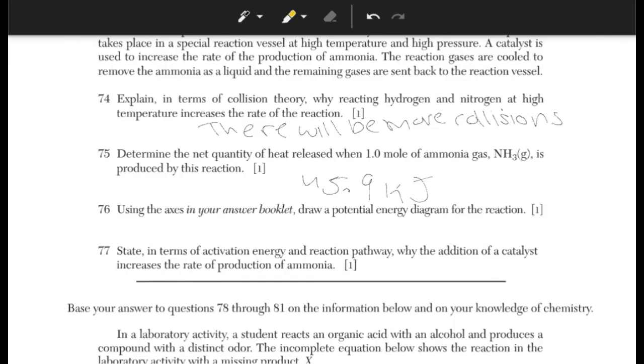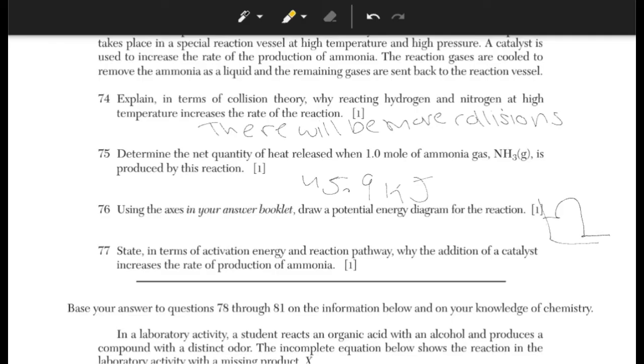Using the axes in your answer booklet, draw a potential energy diagram for the reaction. We must draw a potential energy diagram for an endothermic or an exothermic reaction. Since heat is released as a product, this is an exothermic reaction, so the heat of the products must be lower than the heat of the reactants. On your axis, you should draw a line, then go up into a curve, and continue straight past the original line into a lower straight line.